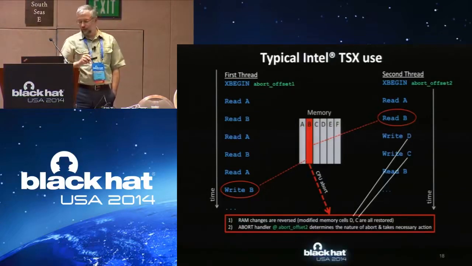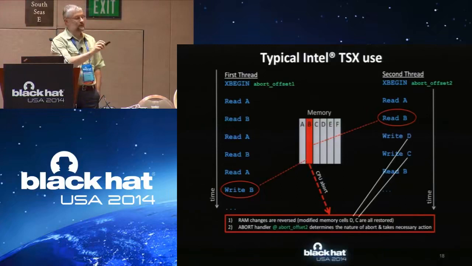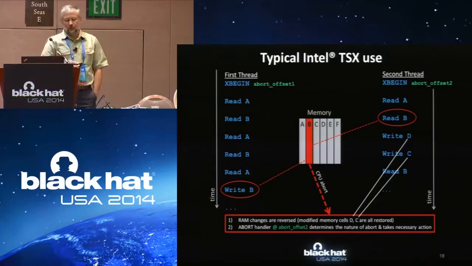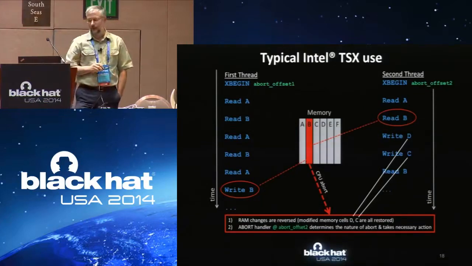And the abort handler associated with that thread receives control. So that offset 2 receives control. That is typically how TSX is working in standard mode.